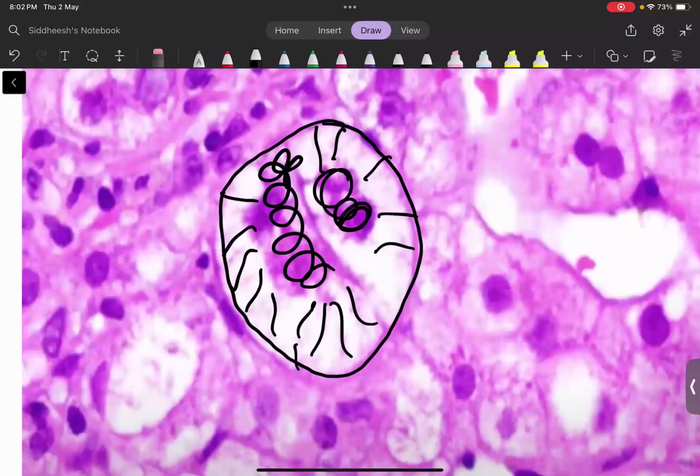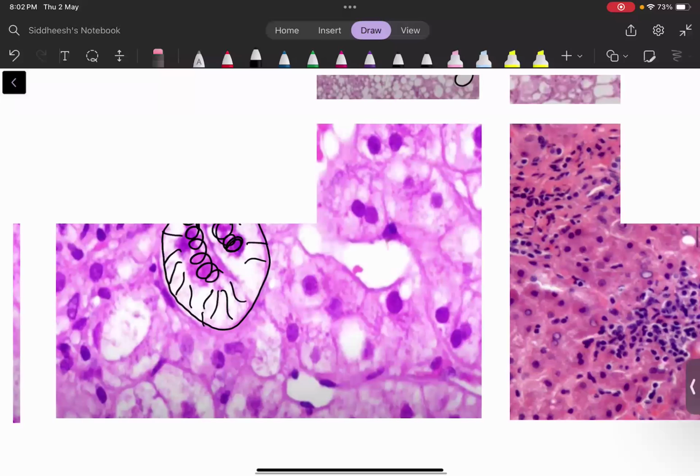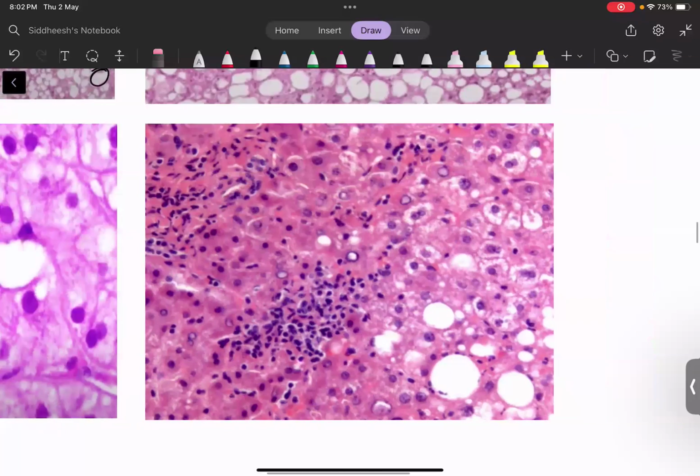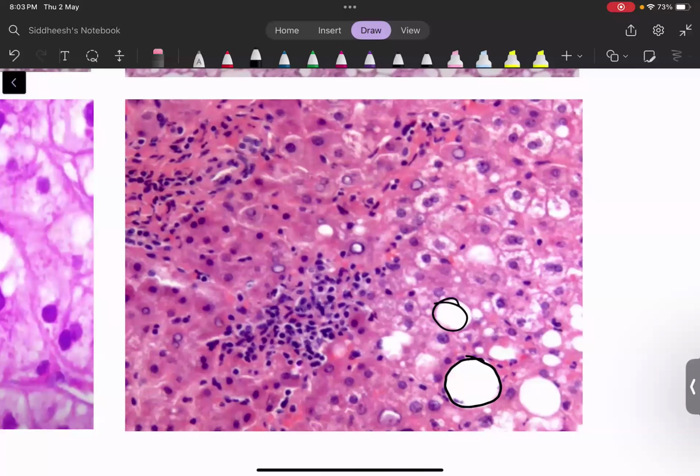This is the classical feature of hepatocyte ballooning. What about inflammation now? Can you all appreciate again? Now I need some answers from you. This is what? Micro or macro? Then this is what? Micro or macro? Macro? Perfectly fine.